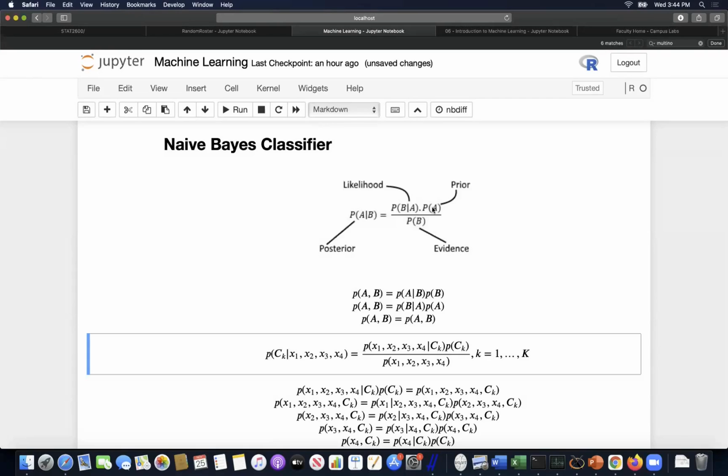Most of our coins are fair. That's an assumption that you can make. Maybe it's a bad assumption, maybe it's a good assumption, but that's an assumption that you make. Okay, so this part is easy to compute, this part is constant, we don't care about it, therefore P of A given B.